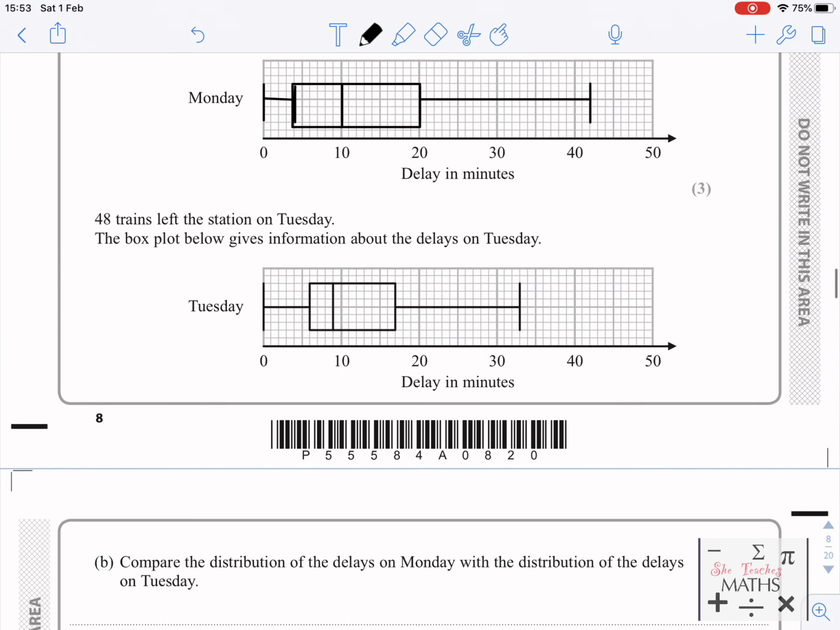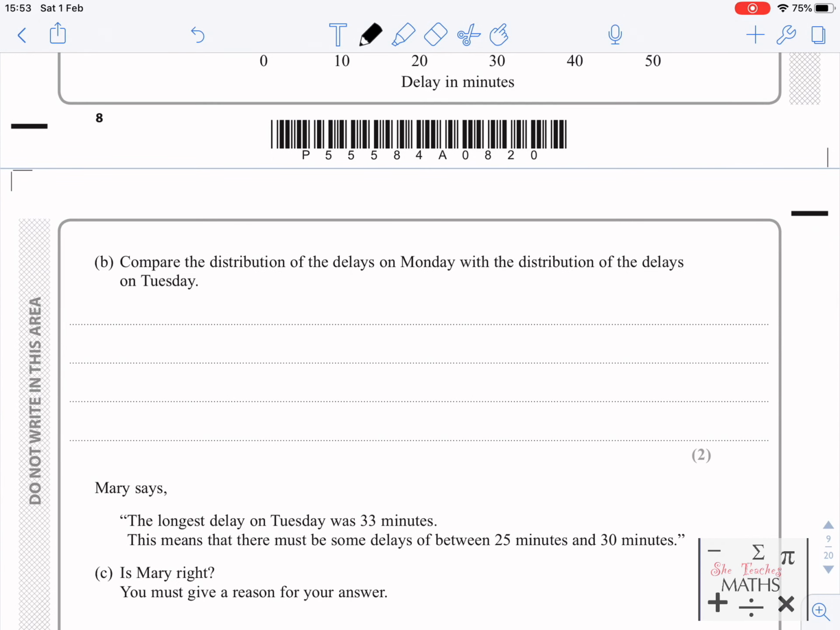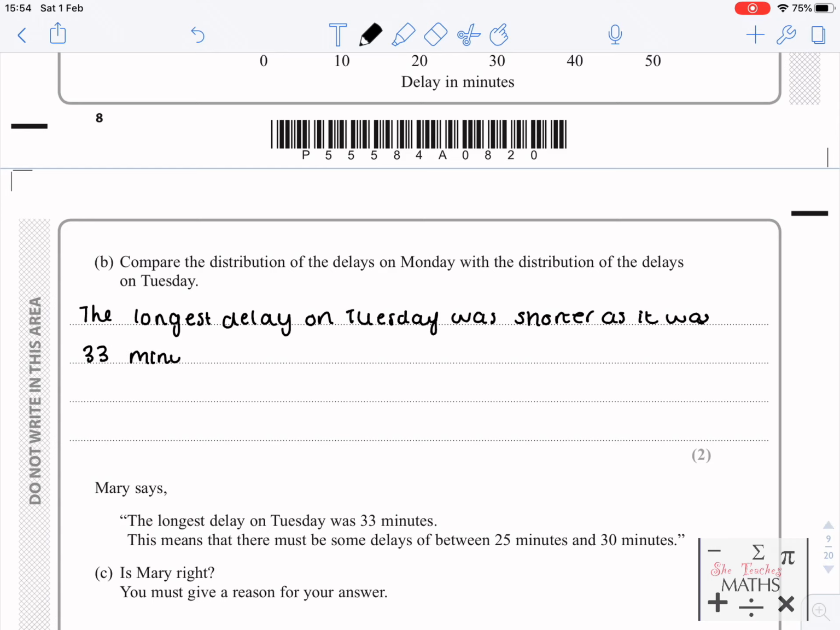So the longest delay on Tuesday was shorter, as it was 33 minutes, whereas on Monday it was 42 minutes. Because this question is 2 marks, I probably just put 2 points.